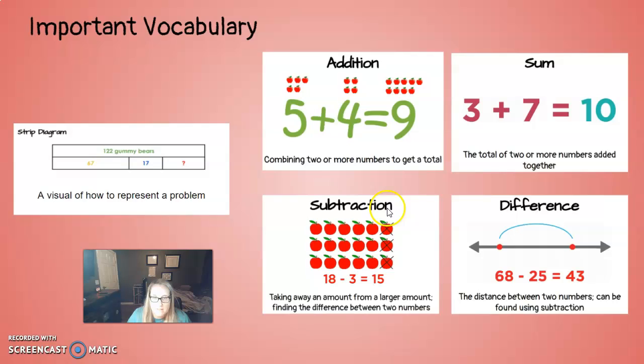We also are going to work on subtraction. When we're doing subtraction, we're taking away an amount from a larger amount and finding the difference. The next word we have is difference. When we are finding the difference, we're finding the distance between 2 numbers, and it can be used with subtraction. So difference is usually the answer to a subtraction problem. It's the distance between 2 numbers.